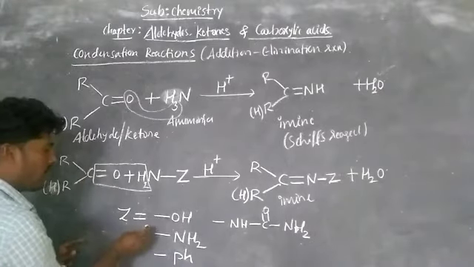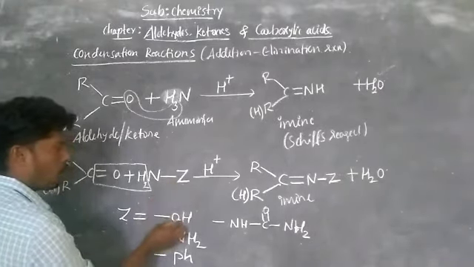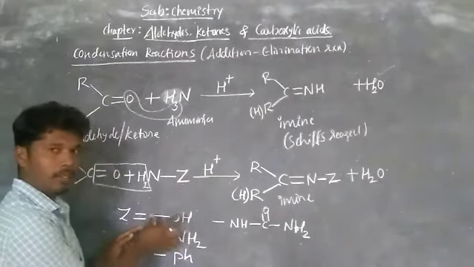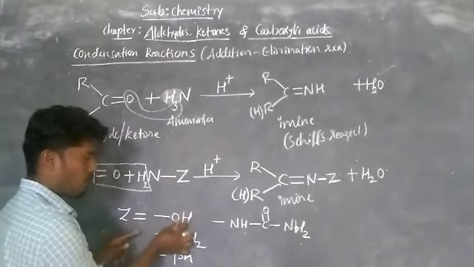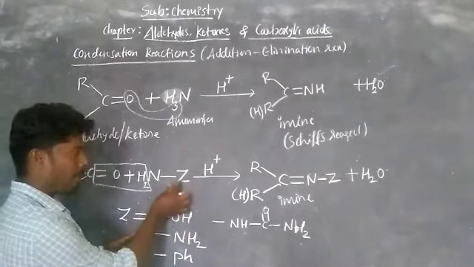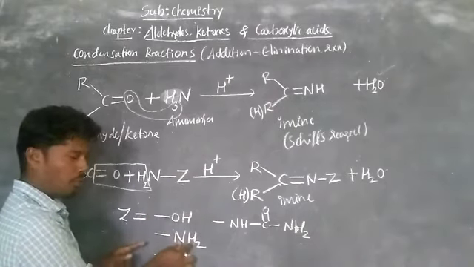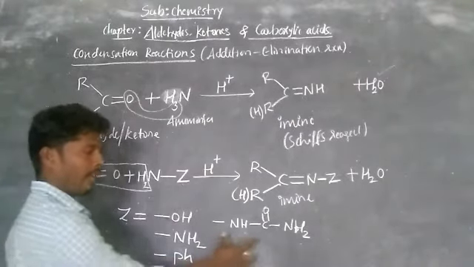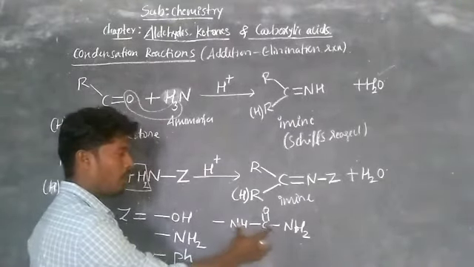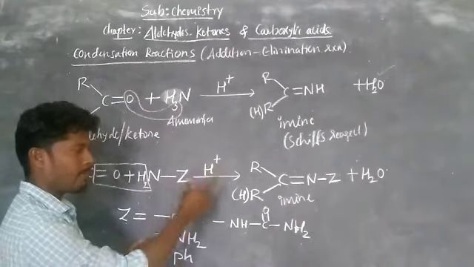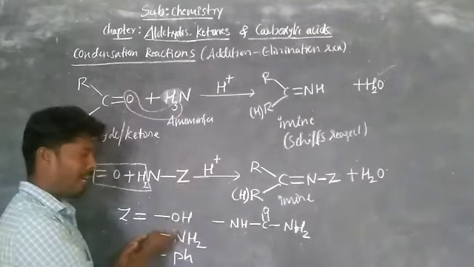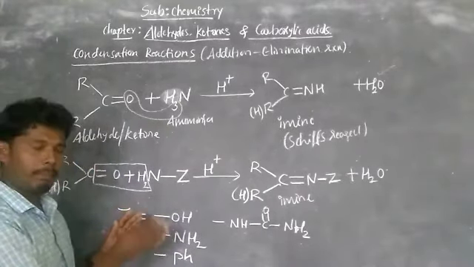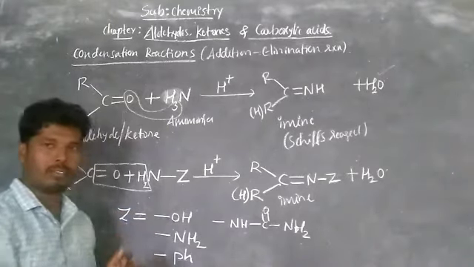Now take the first one. If in place of Z we are putting OH group, we get hydroxyl amine. And in place of Z if we are putting NH2 we call it hydrazine, and in place of Z if PH we call phenyl hydrazine, and if in place of Z we are putting this bulky group we call semicarbazide, and we get respective semicarbazones. We will study those later, one by one. Now take the first one.